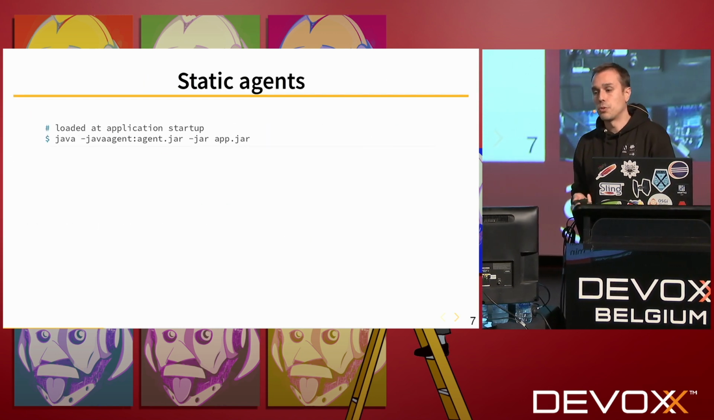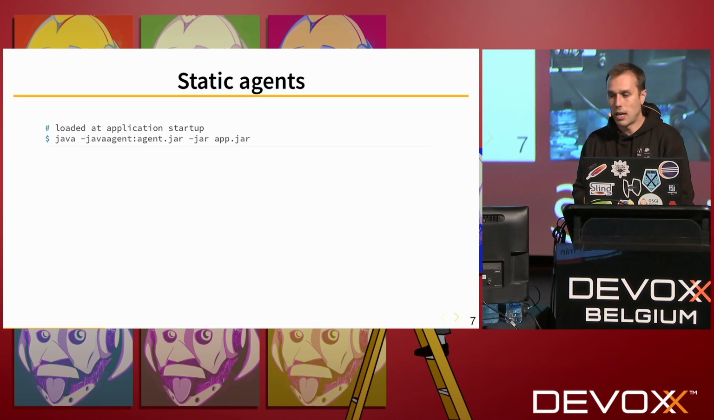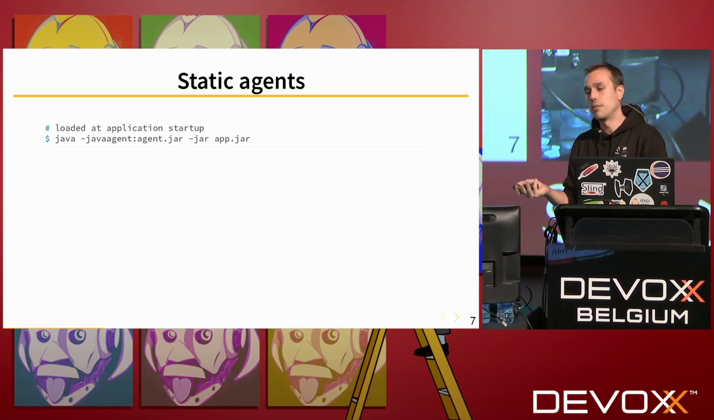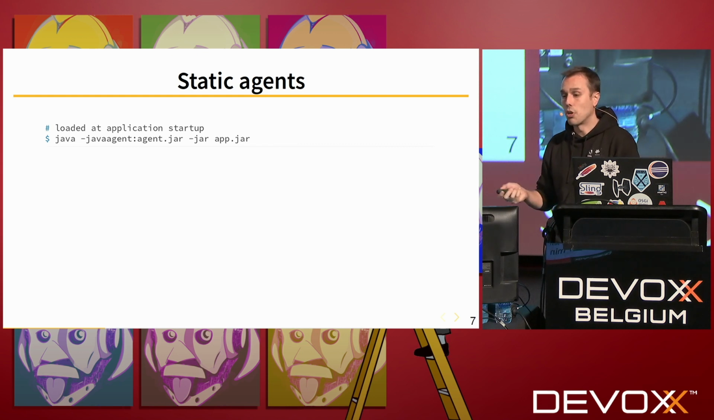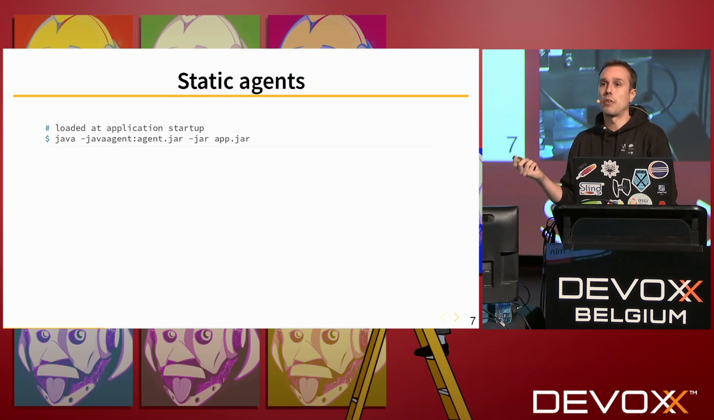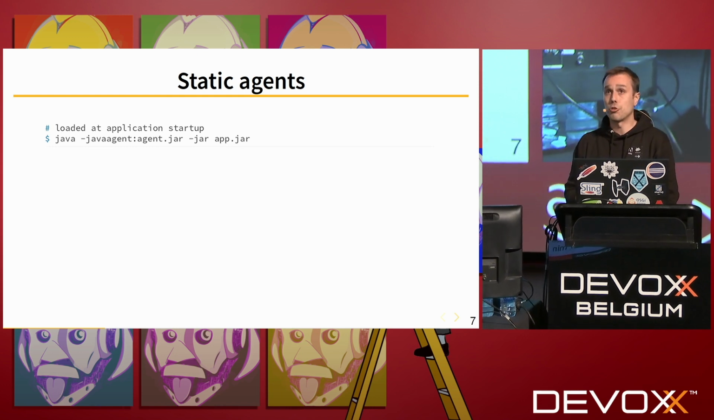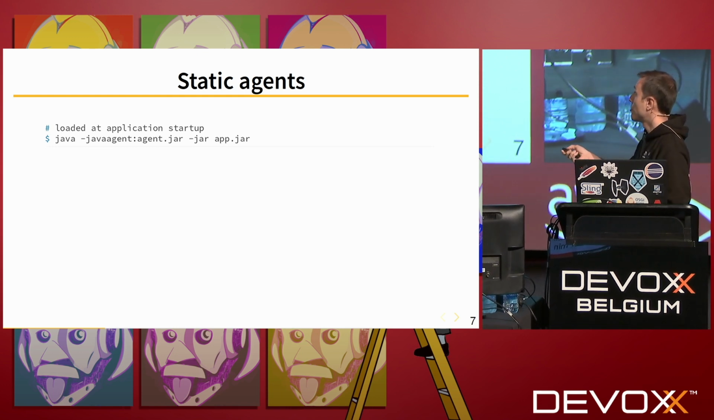So how do we go about defining an agent? I think there are two ways of doing that. The first one I like to call a static agent, which means that we build our agent, we package it as a jar file, and when we start our Java application, we pass in a special JVM argument, which is called -javaagent, and then we give it the location of the agent jar on disk. And then the JVM does its magic. All the other arguments remain unchanged.